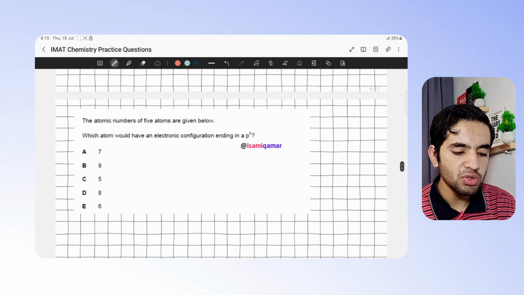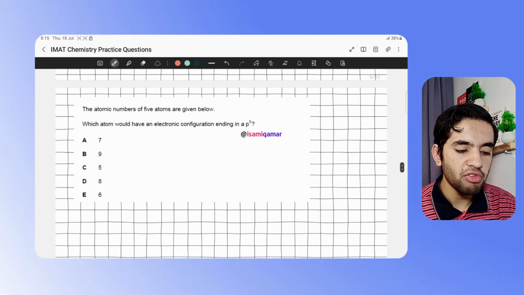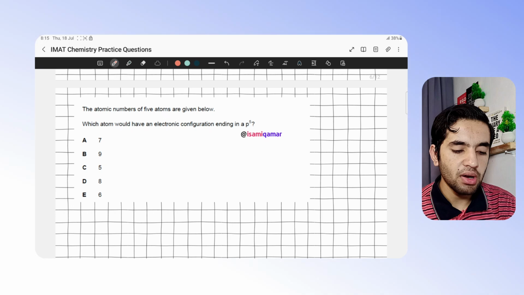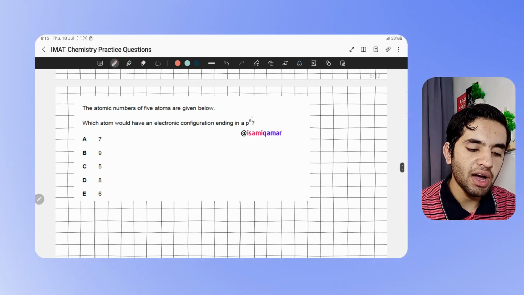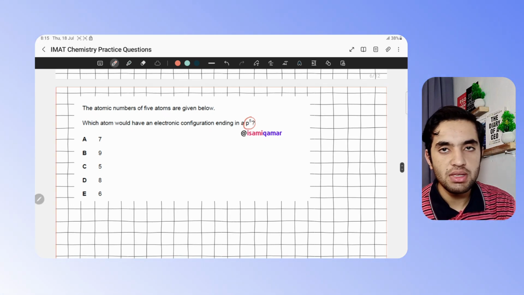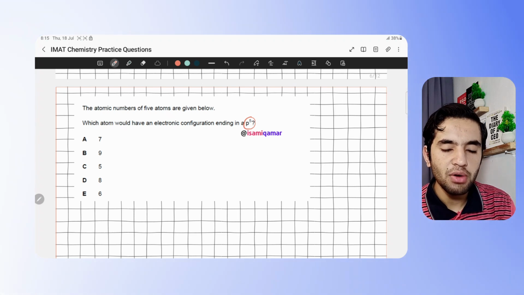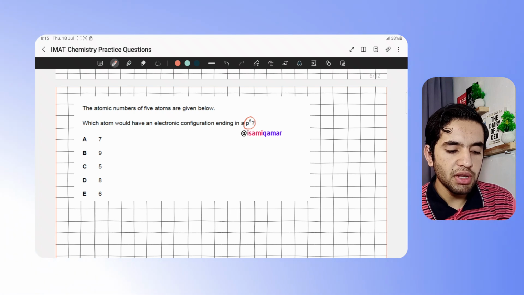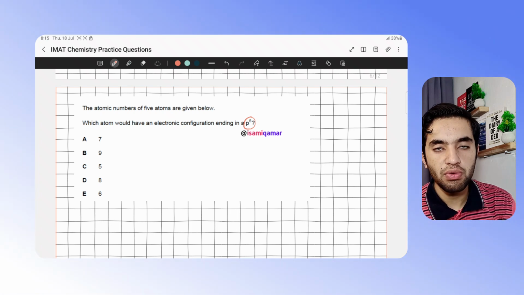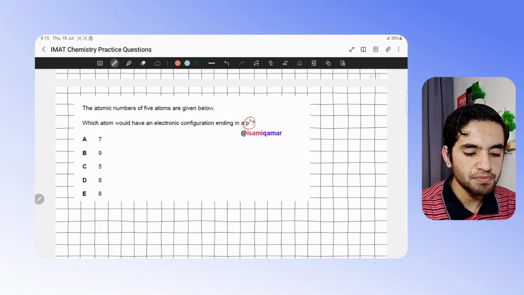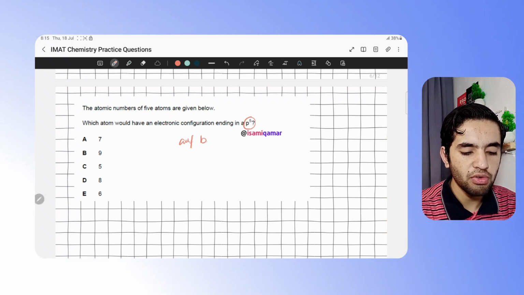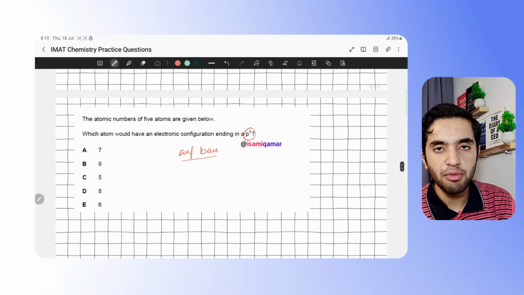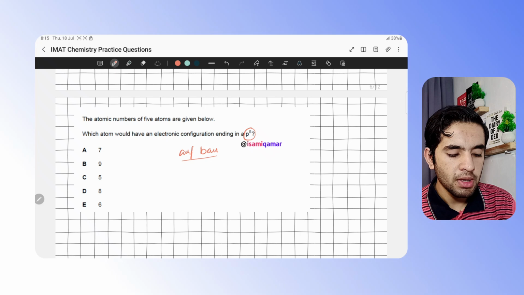So now we have this question that says the atomic numbers of 5 atoms are given below. Which atom would have an electronic configuration ending in 2p5? This is easy, but I don't want to explain it that way, because I have written my notes. But here I am going to explain the electronic configuration. If you don't know the Bohr rules in atomic structure for doing electronic configuration, then do study it. It is very easy. I have made a mnemonic, so I'm going to write it that way.